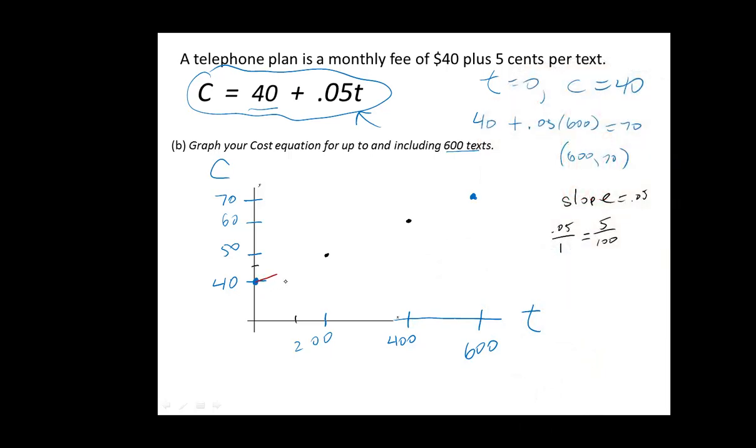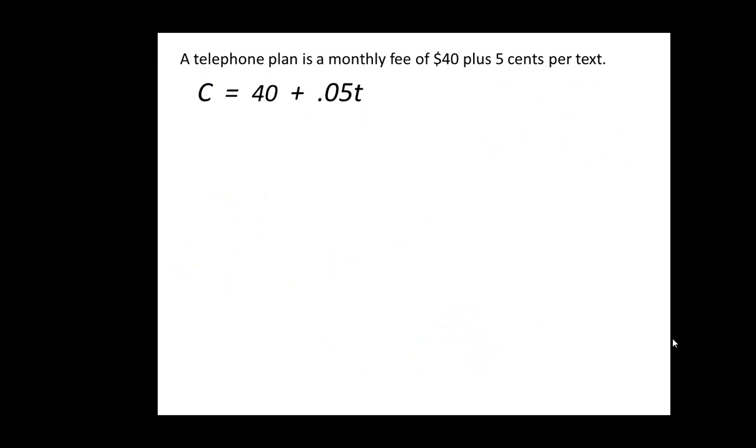Here I'm just drawing in my graph for the cost of this telephone plan. Here's my cost according to the number of texts. Down here, these are my texts again, and here's my cost. This is my cost in dollars. I might want to add that in. And we have $40 if there's no text, and you can see at 600 texts the cost would be $70. That's our graph. Now again, with this situation, there's another question that might be asked.